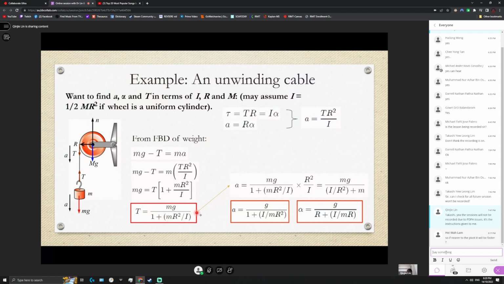Okay, once you have the tension ready, if you want to continue finding your linear acceleration or your angular acceleration, it will be easy already because they are all related here, right? Basically, if you have t, to find a, you just have to multiply by r squared over I down here. If you want to find angular acceleration, you will just use this one, because you already have a divided by r to be able to find angular acceleration.